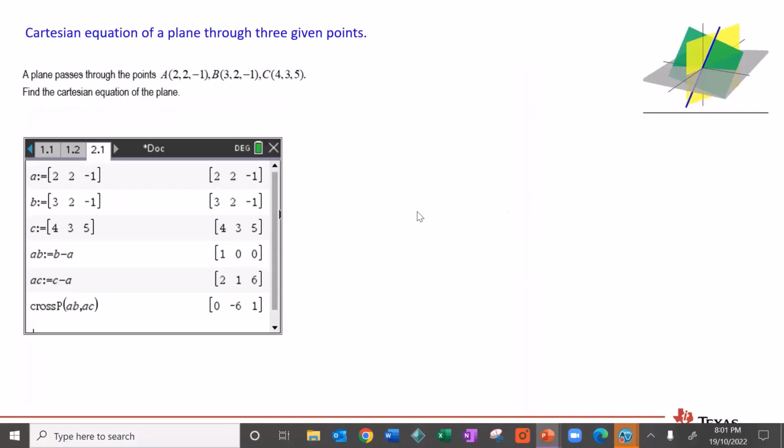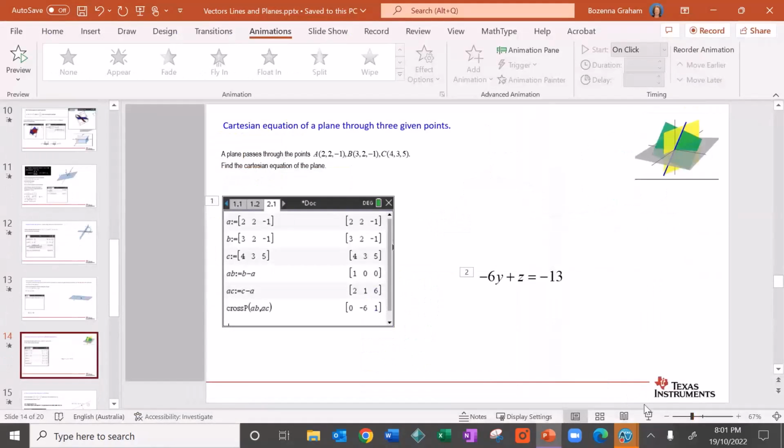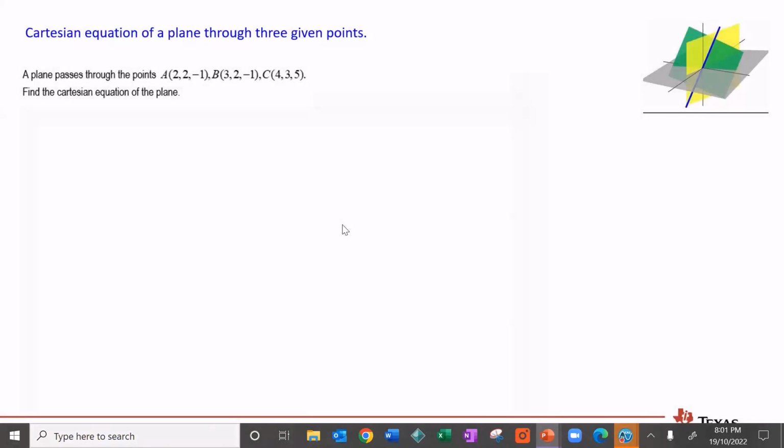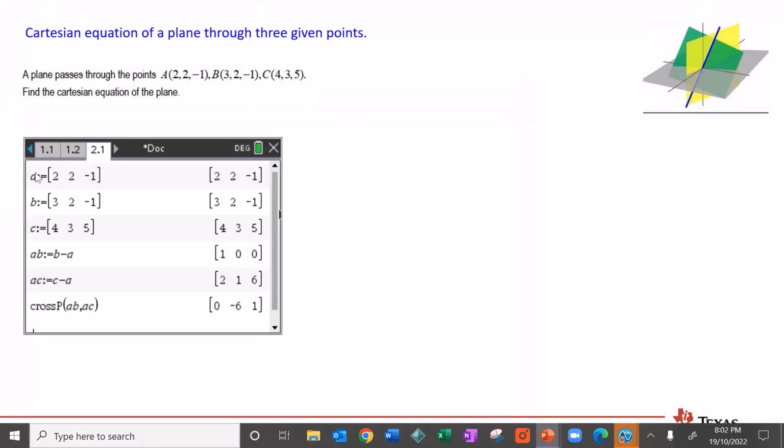Now, how can we find the Cartesian equation of a plane through 3 given points, or a line through 2 points? If I have 3 given points and I want the Cartesian equation of the plane, we need to find the normal vector using any 2 vectors. So if my position vectors are A, B, and C, I find AB and AC, and I find the cross product.